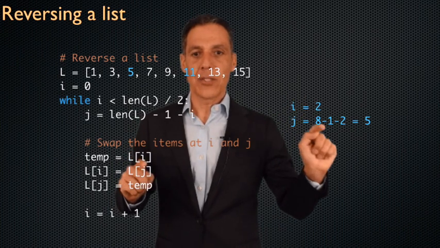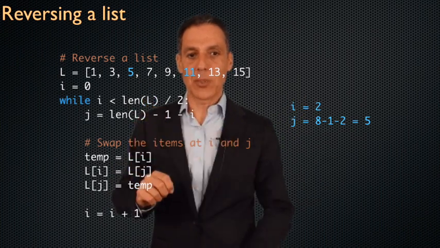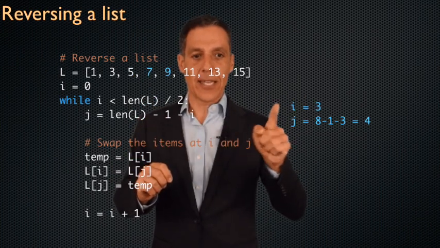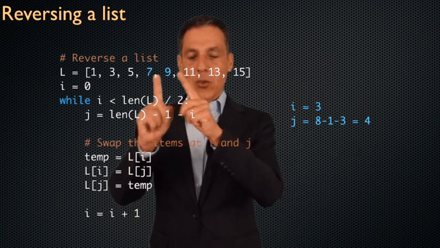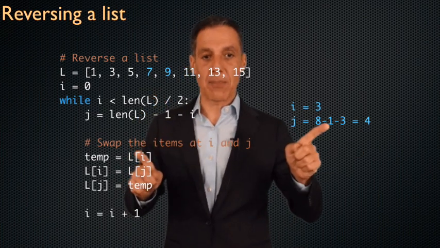I is 2, j is 5. Swap those 2 positions. Do it again. I is 3, j is 4. Swap those 2 positions. And then what happens?